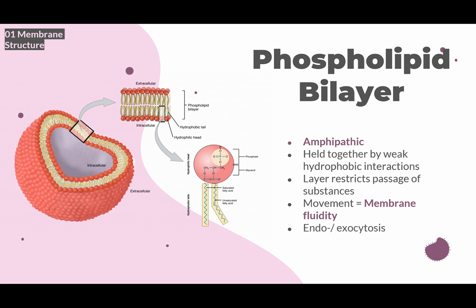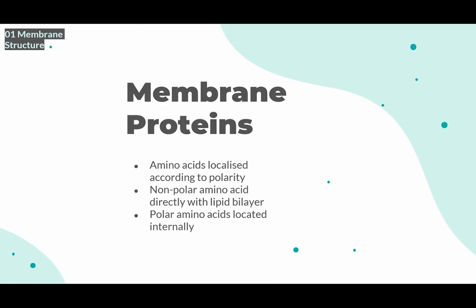Embedded in that phospholipid bilayer are membrane proteins, and membrane proteins are basically amino acids localized according to polarity. There are nonpolar hydrophobic amino acids that associate directly with the lipid bilayer, and the polar amino acids are located internally. So if you imagine the structure of a channel protein, for example, it will be nonpolar or hydrophobic on the outside, where it comes into contact with the lipid bilayer, whereas it will be polar or hydrophilic on the inside, where it does not directly contact the lipid bilayer.